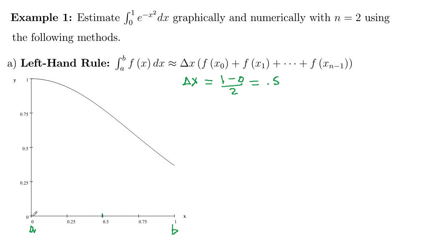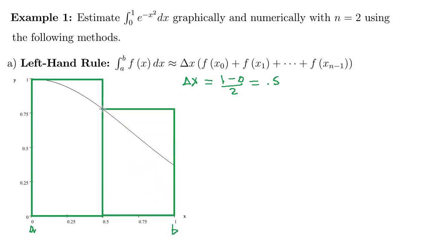I'm using the left-hand rule, so I use the left-hand side 0, go up to the graph of the function. That determines the height of my first rectangle. So that rectangle is going to look like this. And then at 0.5 to 1, that's the base of my second rectangle. I'm doing a left-hand rule, so I use 0.5 to get the height. So that height's going to be right here. So that second rectangle is going to look like this.